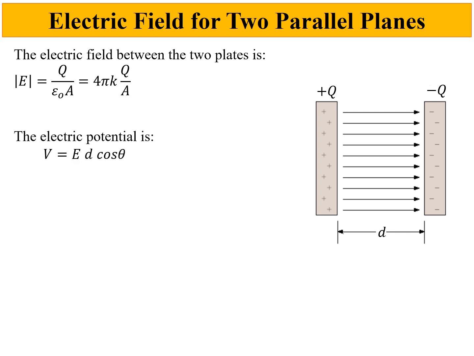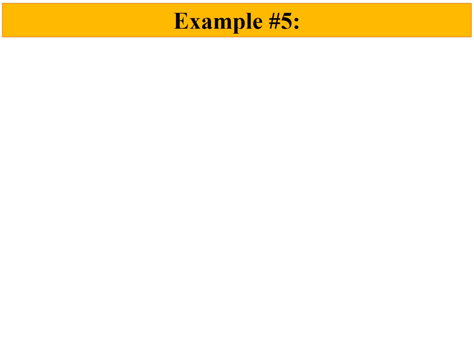The electric potential is related to the distance and electric field by this formula, that V equals E d cosine theta. However, E and d are in the same direction, so the angle between E and d is 0, so you will get that V is E times d, and since E is Q over epsilon naught A, you will find that the voltage is Q over epsilon naught A times d.